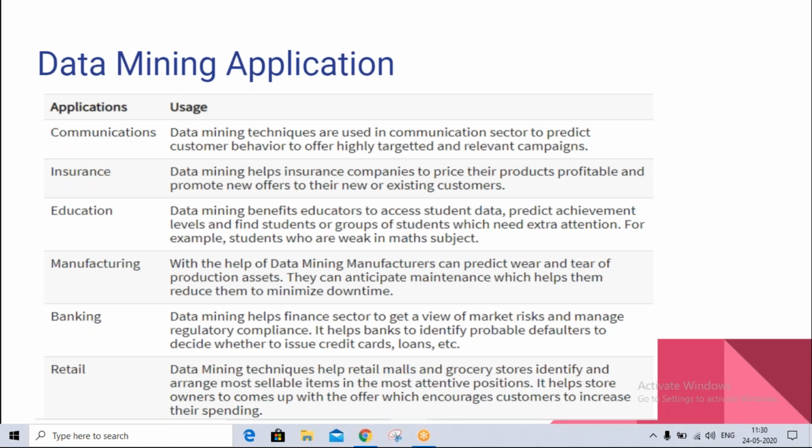When a customer enters the store, they'll see products put in the front shelves, maybe, that take their attention. So it helps the store owner come up with offers which encourage the customer to increase their spending, basically. This sort of offer we get a lot. Maybe if you spend 10,000, then you might get a coupon of 1,000 rupees, and if you purchase this product, then you will get one other product free, that sort of thing.